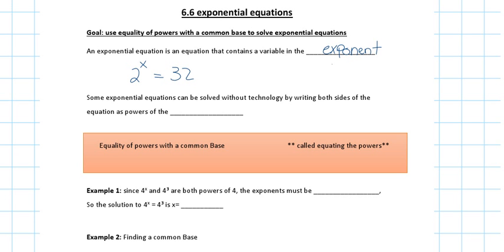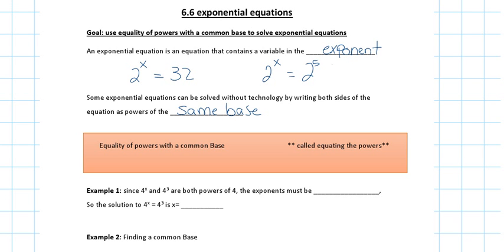Some exponential equations can be solved without technology by writing both sides of the equation as powers of the same base. So here's a question for you guys. This is the question here. 2 to the power of x equals 32. Can I write 32 as 2 to the power of 5? Is 2 to the power of 5 32? Yes. 2 times 2 times 2 times 2 times 2 is 32.